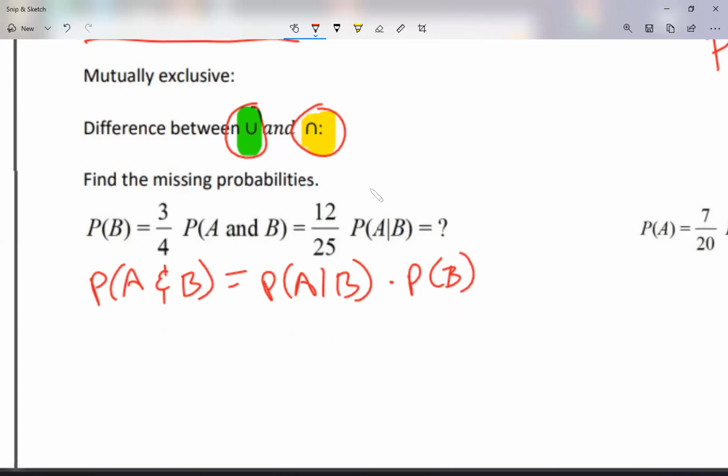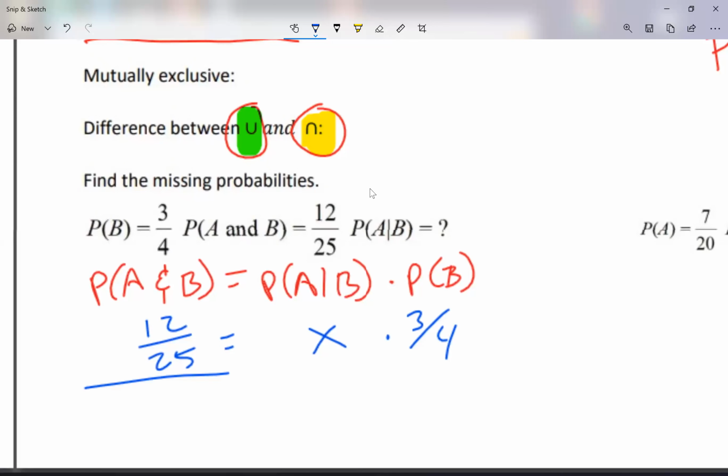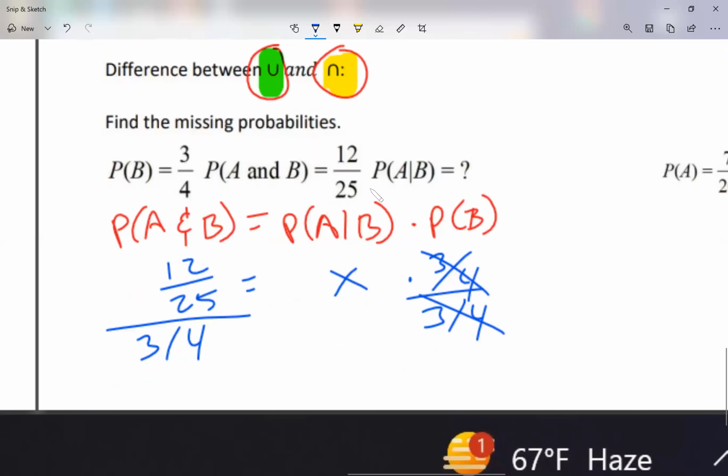Okay, what's the probability of A and B? Well, 12 out of 25, right? But what's the probability of A given B? I don't know. So I'm going to call it X. I learned that when I don't know the value of something, I call it a letter. What's the probability of B? Well, 3 out of 4. All right, so let me divide both sides by 3 over 4. We know how to divide fractions, right?